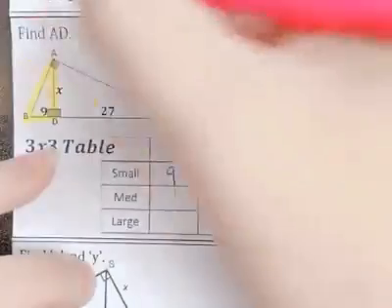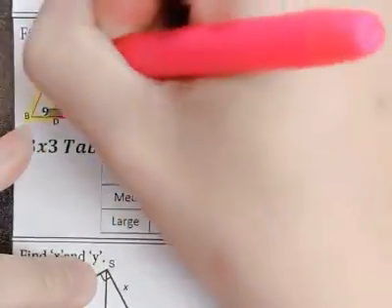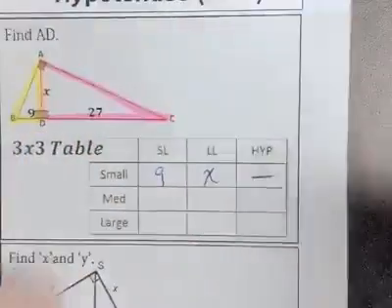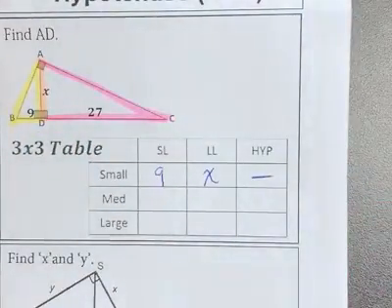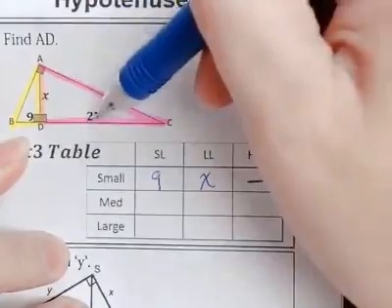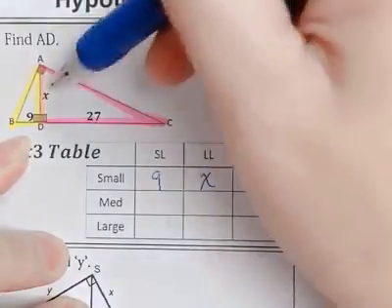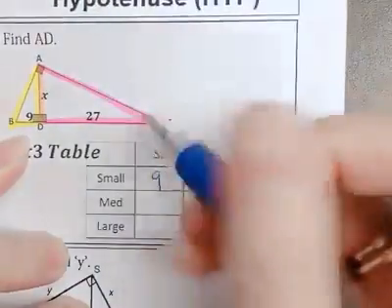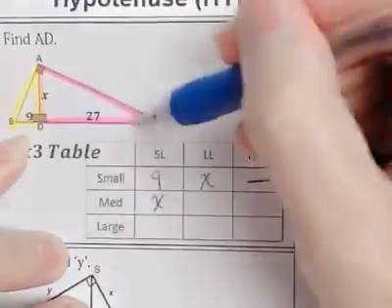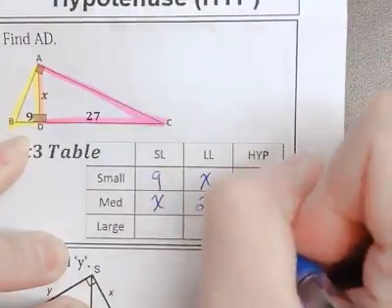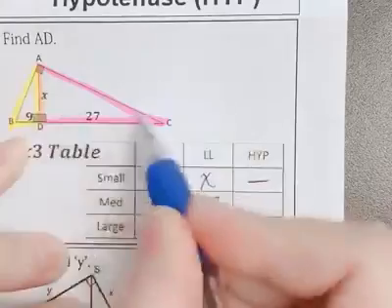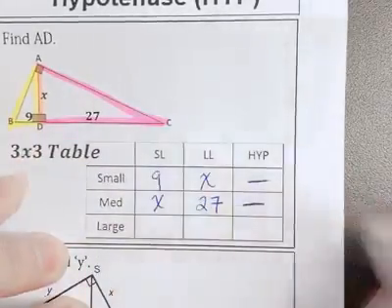For this, you can use a different highlighter to highlight it. The medium right triangle is usually the other one on the other side. Again, the medium right triangle has a short leg, a long leg, and the hypotenuse. Here, the short leg is X, so I would put X here. The long leg is 27, so I would put it right underneath. And again, the hypotenuse is unknown, so I leave it alone.